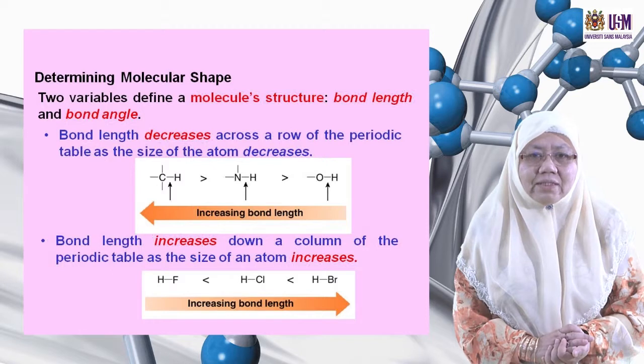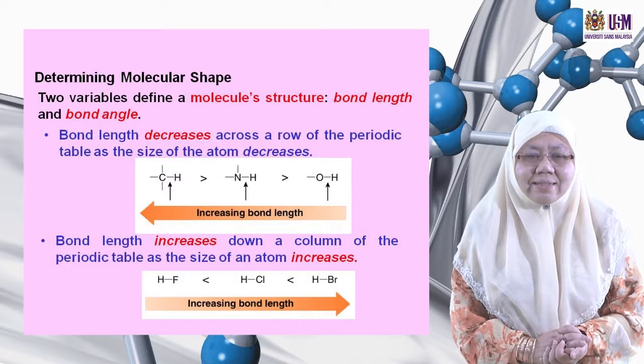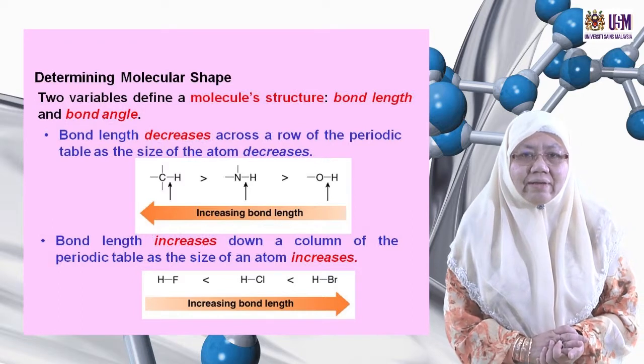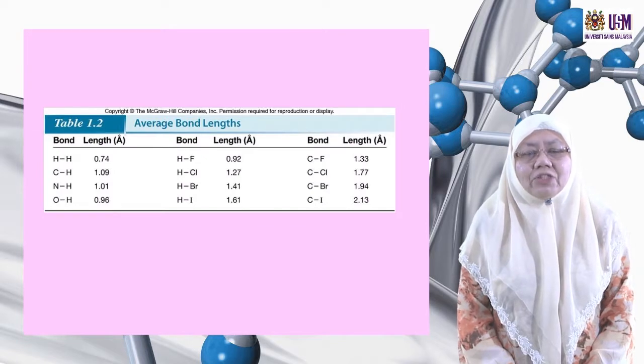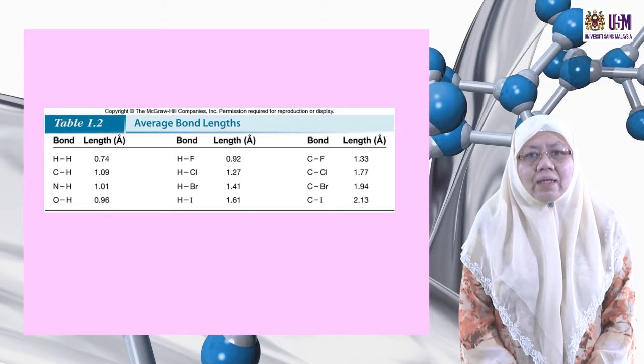Going down the periodic table, for instance, for the halides, which are fluoride, chloride, and bromide, we find that bromide, being the biggest atom, has a longer bond length with hydrogen as compared to hydrogen chloride and hydrogen fluoride. The following table shows average bond lengths of various bonds between hydrogen and various atoms.